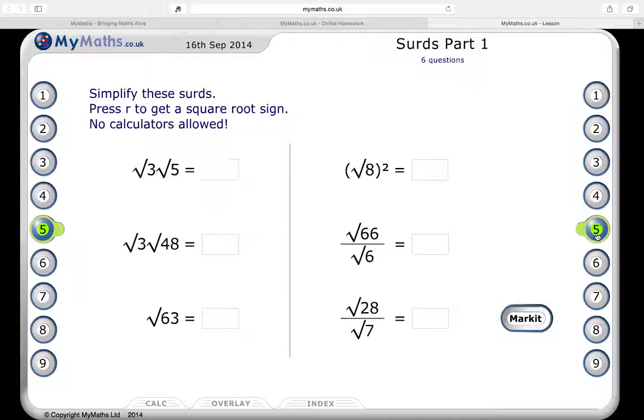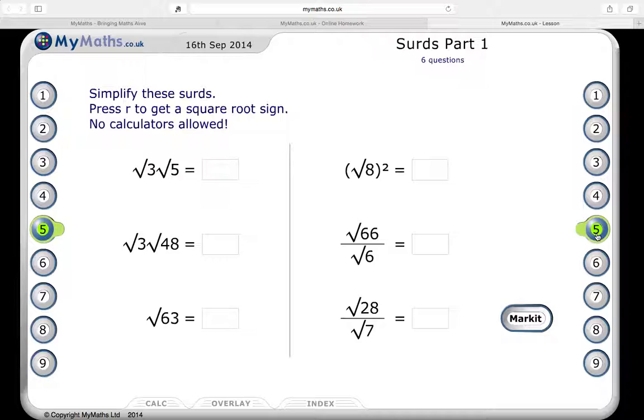Right, now simplify these surds. Please press R, which would be useful for me, to get a square root sign. No calculators allowed. Now then, I want to talk you through the first one. The first one is basically saying root 3 times root 5. They have just dispensed with the times sign.